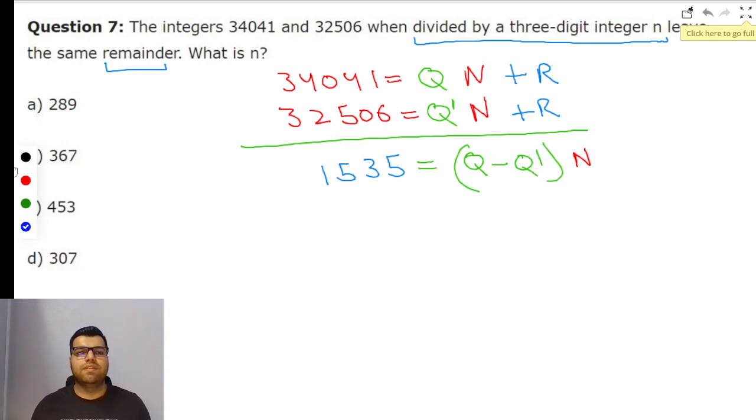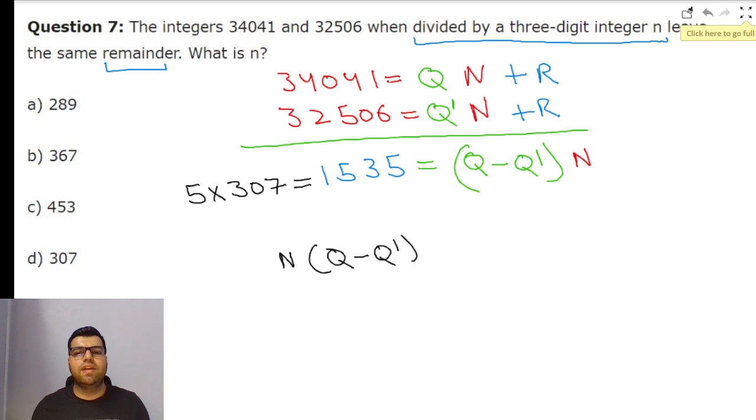Let me break 1535 down. So what is this? Not 3 into 507. Since this is a multiple of 5, this is 5 into 307. Now the equation I'm getting is n into q minus q dash is equal to 5 into 307. Why did I stop at 307? Because if you check, 307 is a prime number.